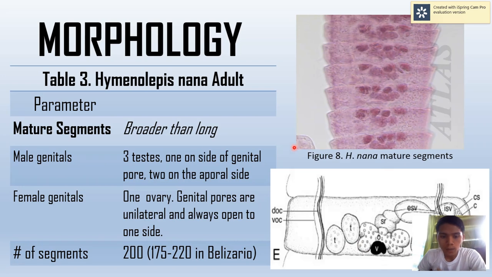So, looking at this, this is the testes, and there are three of them, right? So, these are the testes. And in between them is the ovary. And this is the vital area. And these are the genital pores. So the number of segments of our Hymenolepis nana adult worm is roughly 200, or according to Belisario, it is in between 175 to 220 segments.